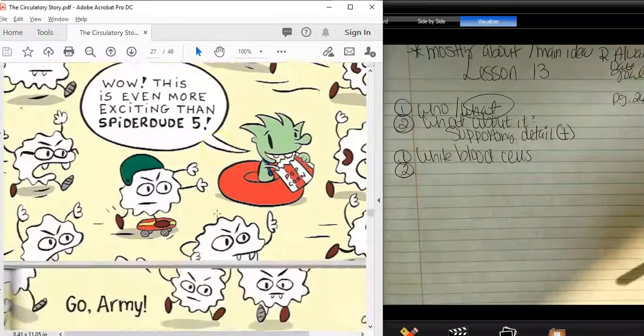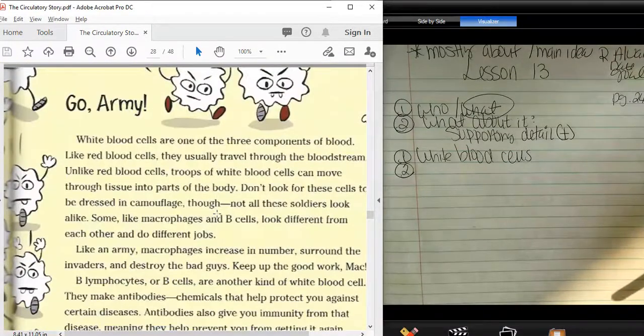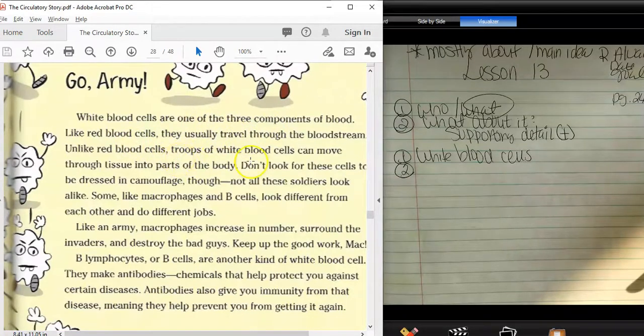So let's go ahead and start to the next page. Go Army! White blood cells are one of three components of blood. Like red blood cells, they usually travel through the bloodstream. Unlike red blood cells, troops of white blood cells can move through the tissue into the parts of the body. Don't look out for these cells to be dressed like camouflage though. Not all soldiers look alike. Some, like macrophages and B cells, look different from each other and do different jobs.